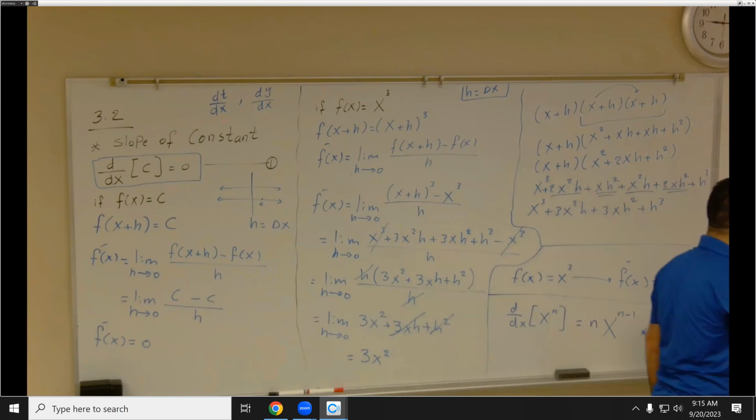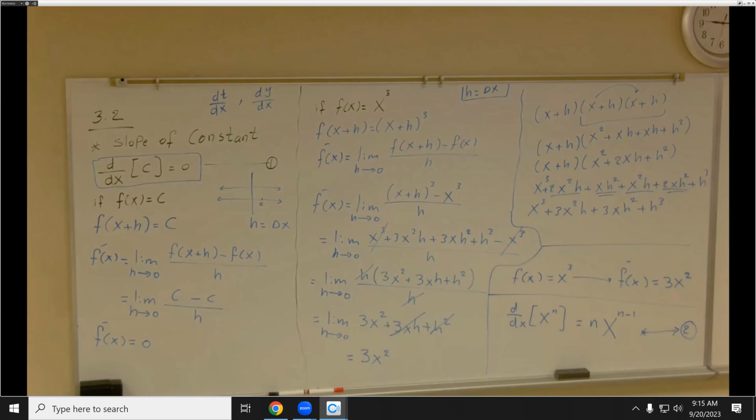Okay? Now, the derivative for a constant is going to be 0. And the derivative for any x to the power n: write down the n, x to the n minus 1, okay?